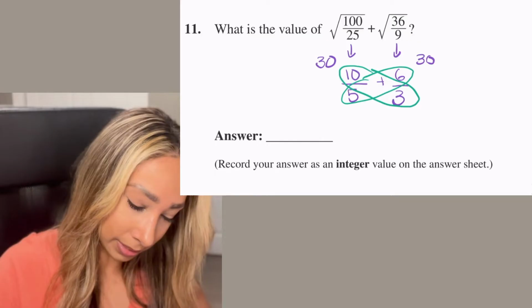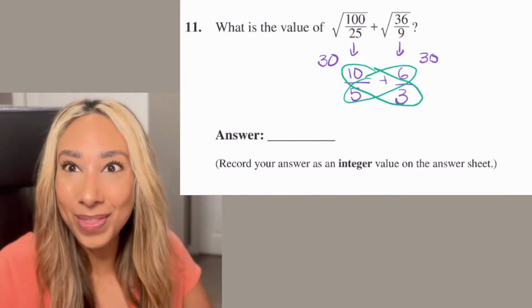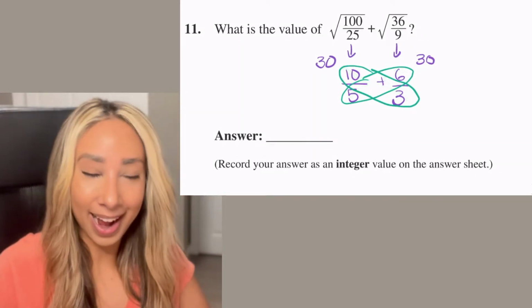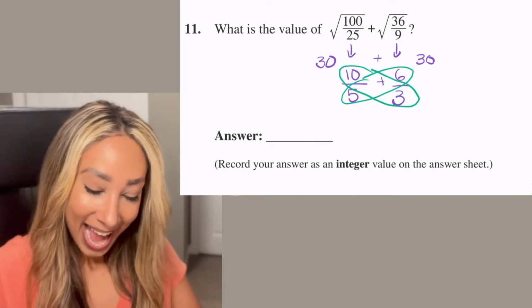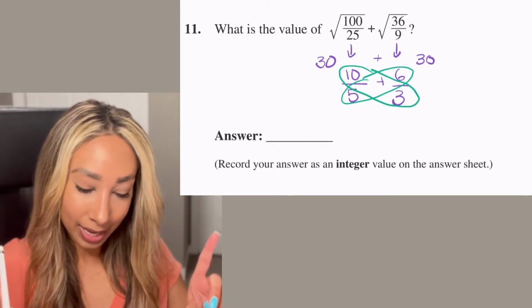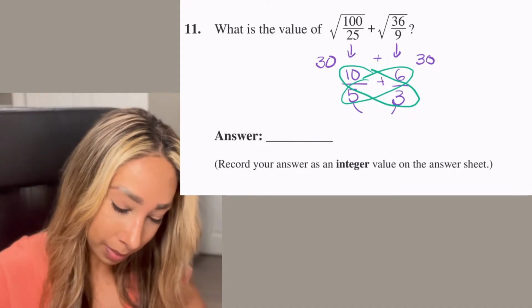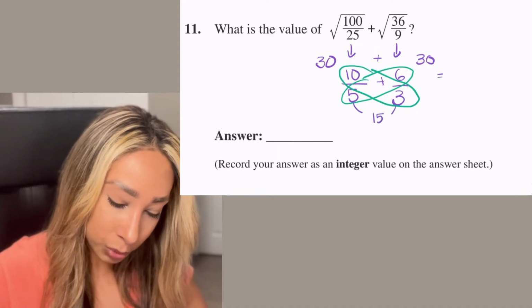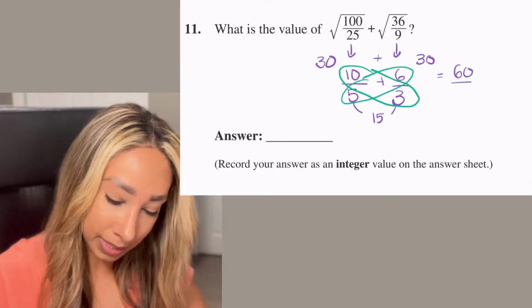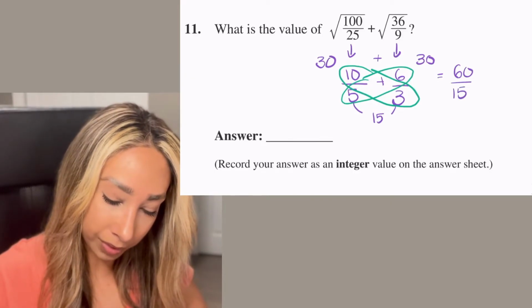Those are nice numbers. And so, sorry, the reason it's called the butterfly method is because that kind of gives the impression of butterfly wings. So we'll have to add those two numbers of 30, and then we just need to multiply these two numbers at the bottom, which will give me 15. So if I add this up, that's going to give me 60 over 15.